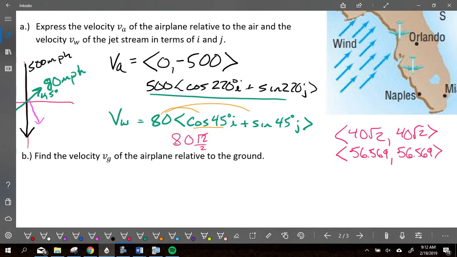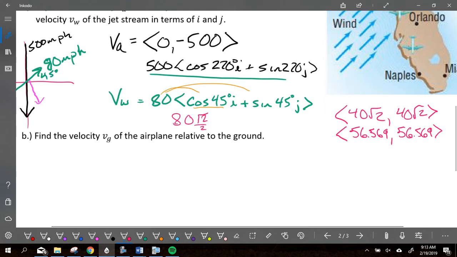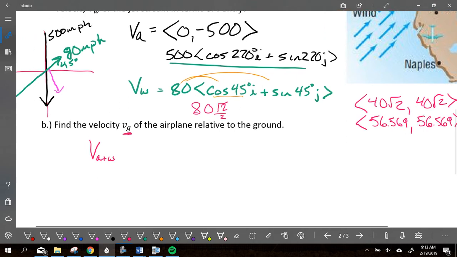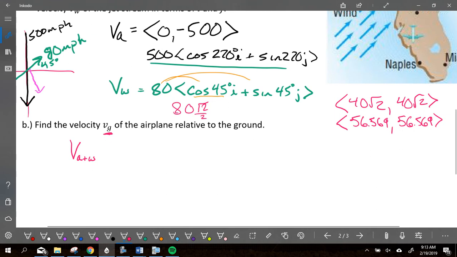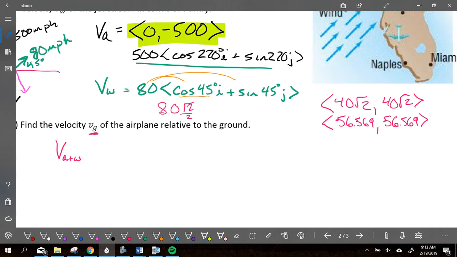That is the wind. It is traveling 56 miles per hour to the right, 56 miles per hour north. It's moving my plane in that direction. Find the velocity, V of G, the ground velocity. I don't like that phrasing, but apparently that's what they use, of the airplane relative to the ground. Or in other words, you are finding the velocity of your airplane vector plus your wind vector. What happens when you add those two vectors together? That is what we're trying to figure out here. So, what do you think I need to do with my airplane vector and my wind vector to find airplane plus wind?